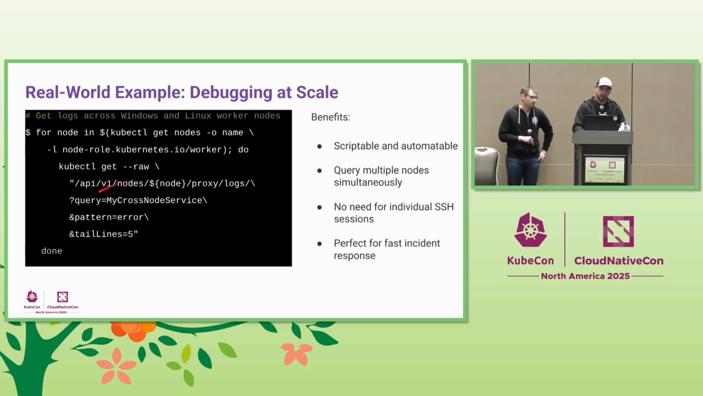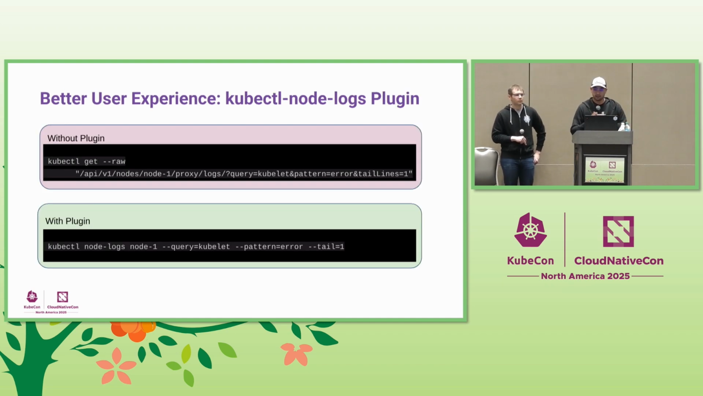the nodes, querying for a service named my cross-node service, and I will get a match on all the lines in the logs that have the word error, and it will bring me the last 5 lines for each of the nodes. There is a better way to use it.